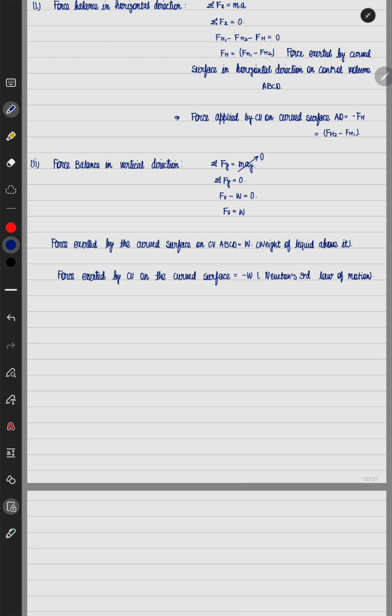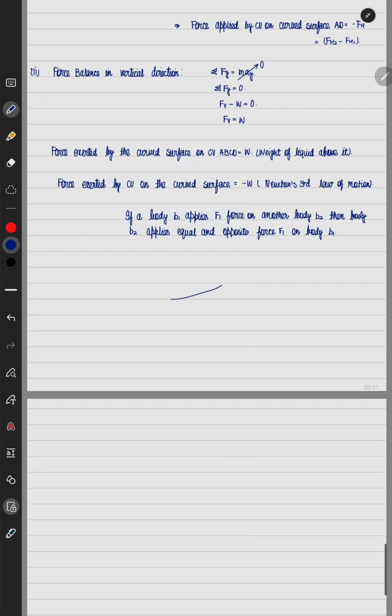Newton's third law of motion says that if a body B1 applies force F1 on another body B2, then body B2 applies an equal and opposite force F1 on body B1.